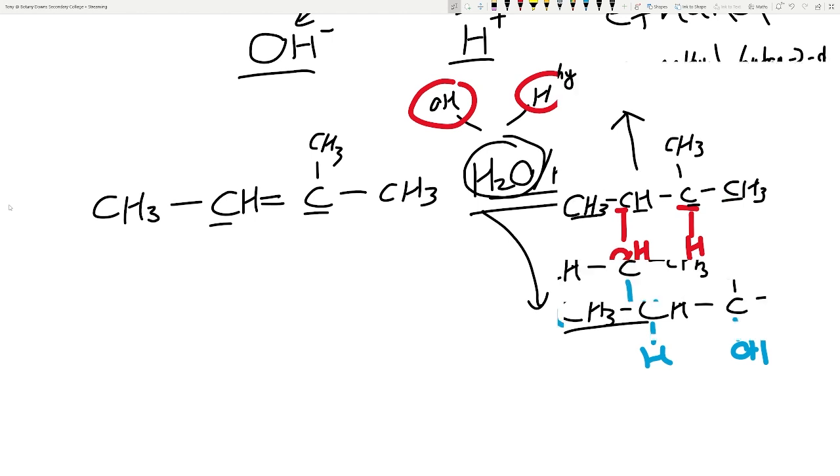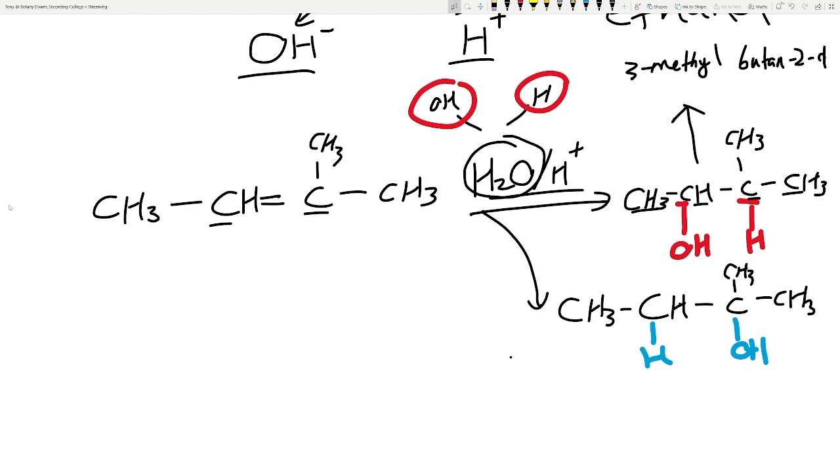And what's this one here? This is 1, 2, 3, 4. So this is 2-methyl butane 2-ol. So you made two products because they're different, because the position of the OH is different, and you have made two different types of alcohol.